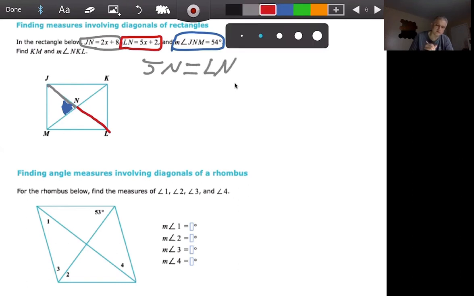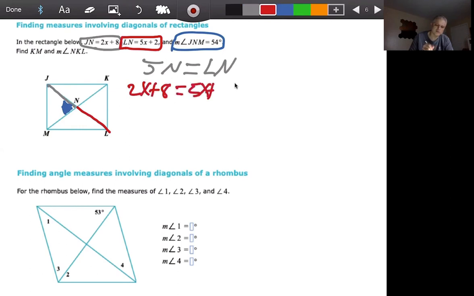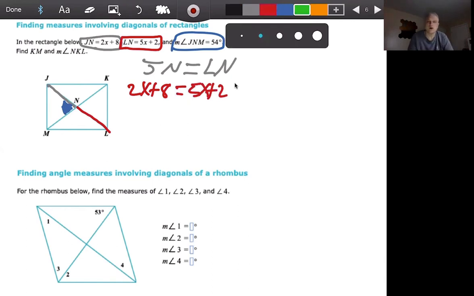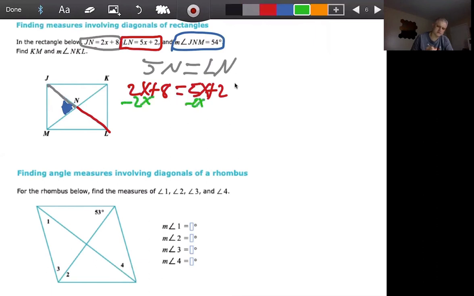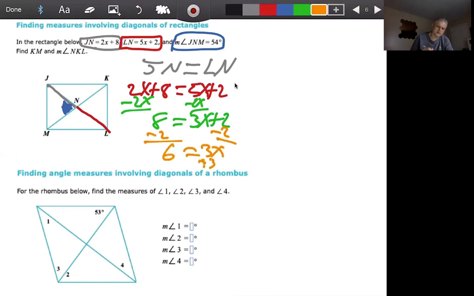Well, what were the measures? Well, it was 2x plus 8 must be equal to 5x plus 2. Now we're back in Algebra 1. Okay, fun. I'm going to subtract 2x. So I've got positive 8 equals 3x plus 2. I'm going to subtract 2. Okay. Divide by 3. So I know that x is equal to 2. Well, that's good. That's very good.